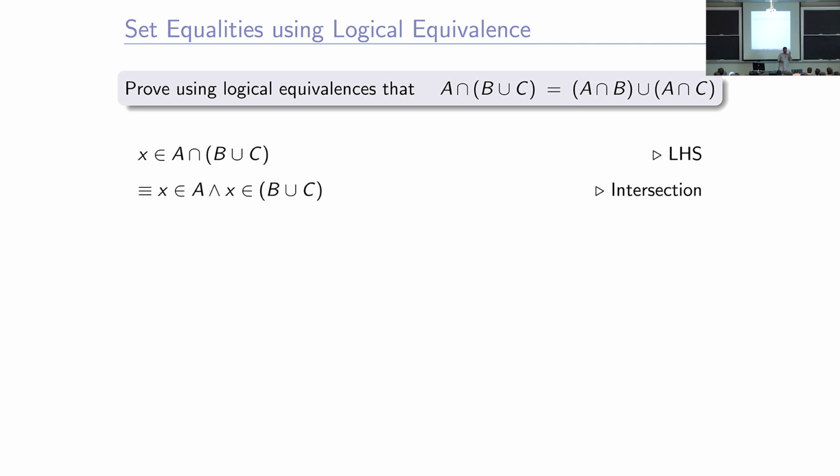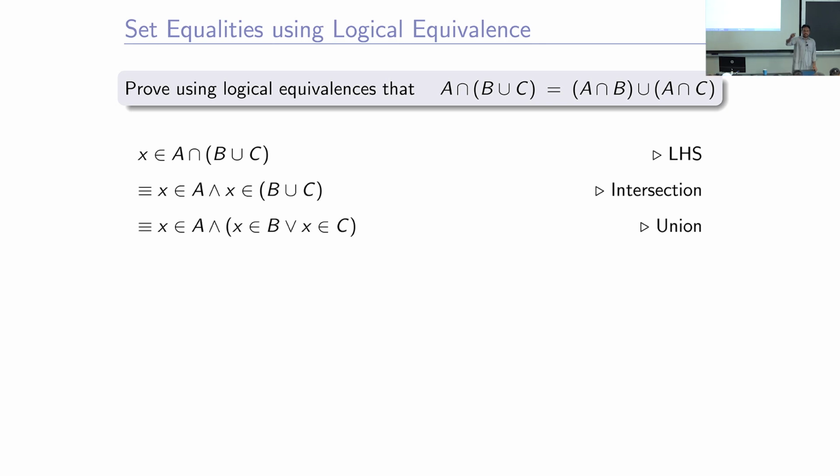X is in B, that's not the correct sentence. X is in B? No, X is in B or C. Give me a logical, grammatically correct sentence for this. Yeah, X is in B or logical or X is in C, right? X is in B or X is in C.